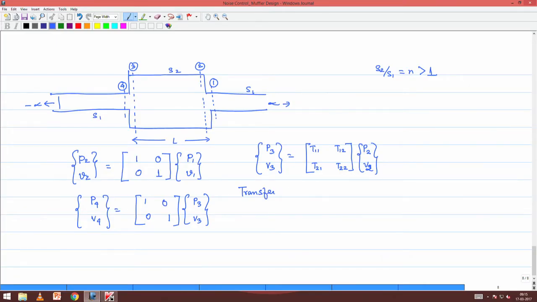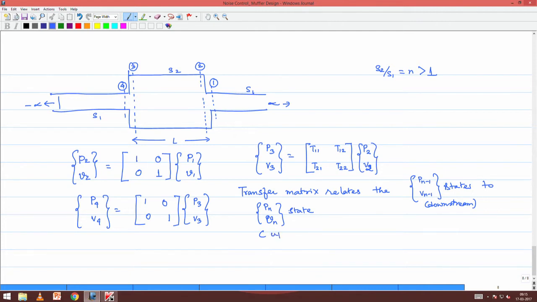So, transfer matrix relates the P n minus 1 V n minus 1 states to P n V n states. P n minus 1 V n minus 1 is the downstream and P n V n is the upstream. Actually upstream downstream at present does not make much sense, but none the same we understand that the incident is from the left side and the transmission is from the right side, right.